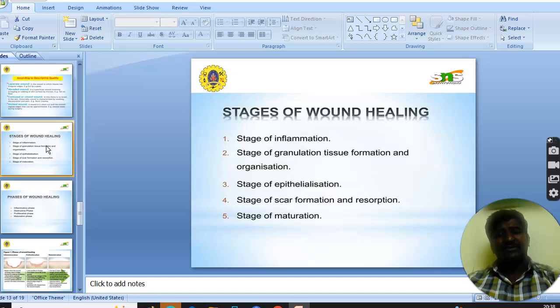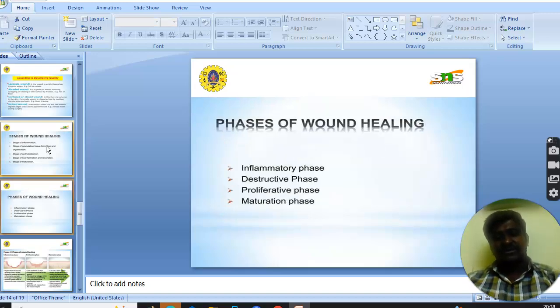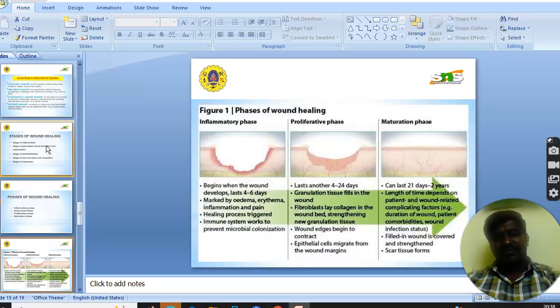Wound healing is a process of wound closure. Wound healing involves many stages, such as the stage of inflammation, the stage of granulation tissue formation and organization, the stage of epithelialization, the stage of scar formation and resorption, and the stage of maturation. The phases of wound healing are the inflammatory phase, destructive phase, proliferative phase, and maturity phase. The figure shows the different phases of wound healing.